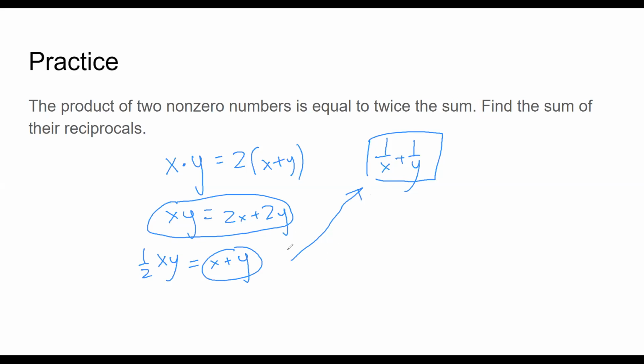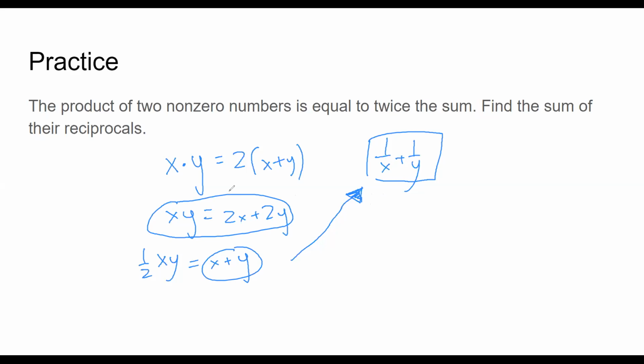So does anyone have an idea of what we can do here? Hint, it's a division. We do some division here. Everyone give it some thought. By half? No, it's a good idea because we have a 1/2 here, but the key here is to divide.